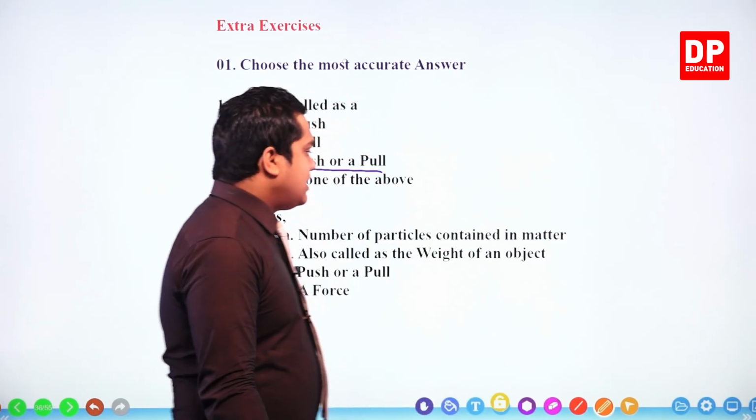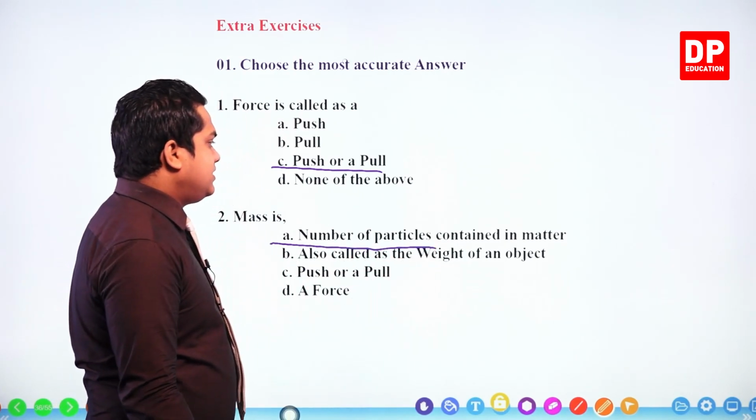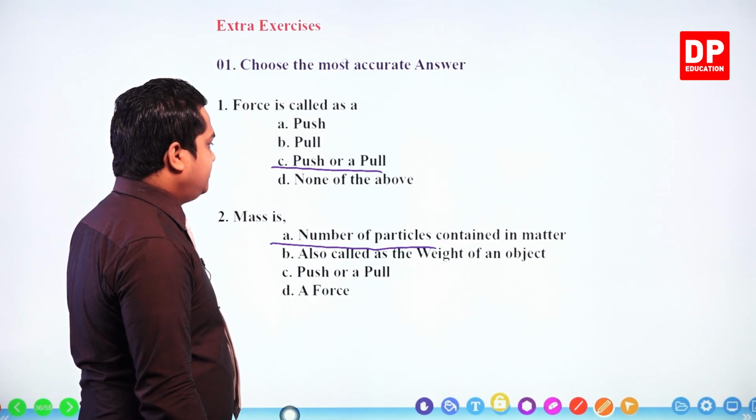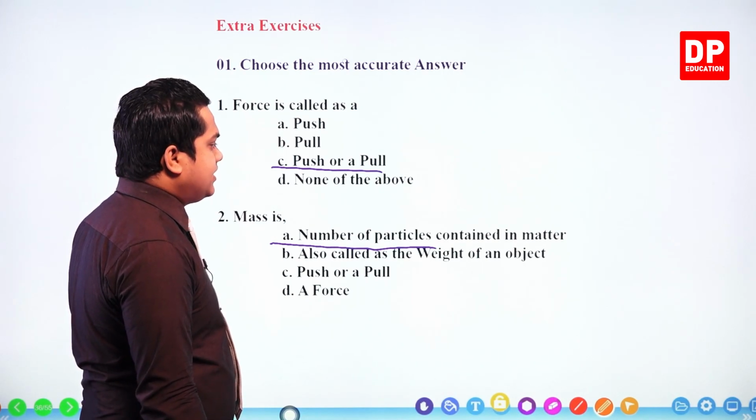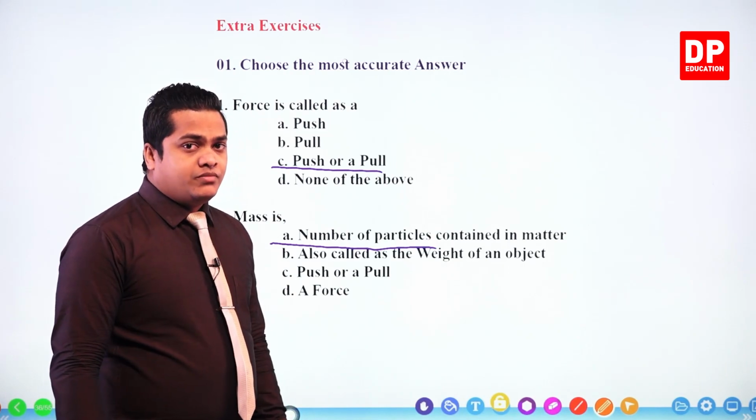So my dear children, the answer for this question is, mass is the number of particles contained in matter, or the number of particles contained in an object.